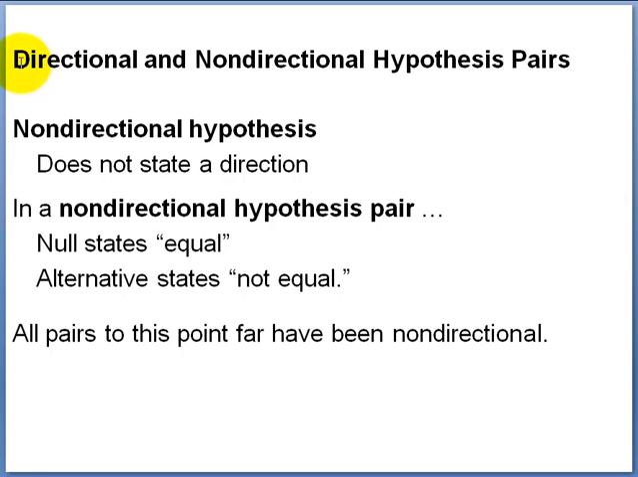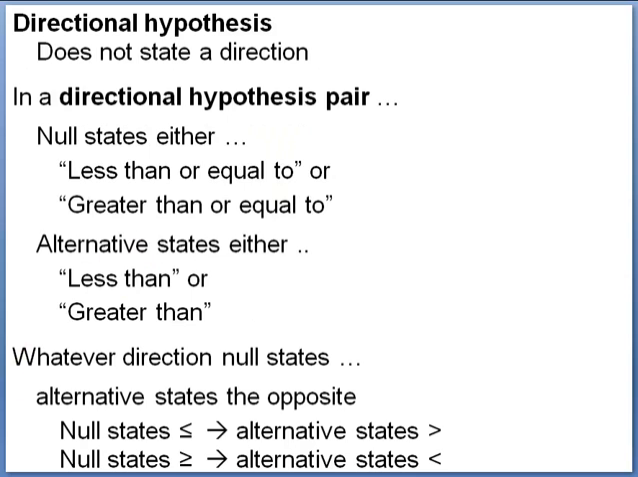There are two fundamental types of hypothesis pairs: directional pairs and non-directional pairs. A non-directional hypothesis statement does not state a direction. In a non-directional hypothesis pair, the null states equal. The alternative states not equal. All of the pairs that we've presented so far have been non-directional hypothesis pairs.